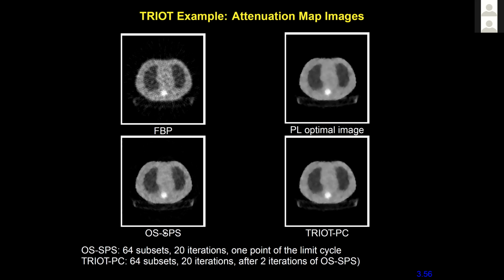But this doesn't converge. And if you use an incremental gradient method, then it will converge to the true solution. This is called TRIOS. That's for attenuation image reconstruction. So you can appreciate that the image quality increases a lot, and the quantitation is also much better.